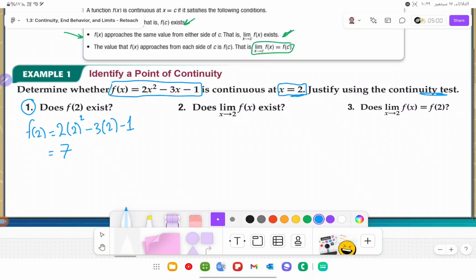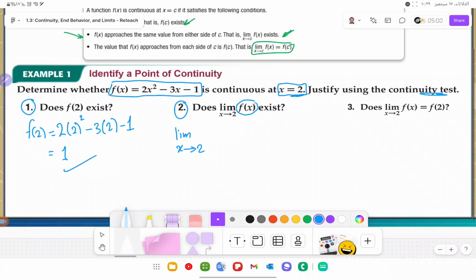Okay, so the answer is, I think, 1, because this one is 8, minus 6, minus 1, so the answer is 1. Okay, so I have a value, so it's still continuous, but we need to check this. Now let's check this limit when x approaches 2.